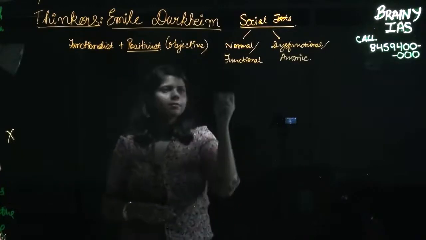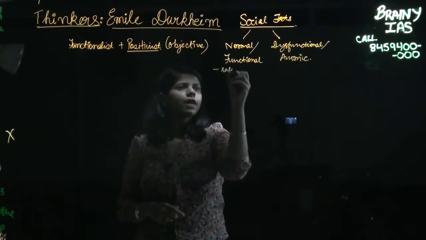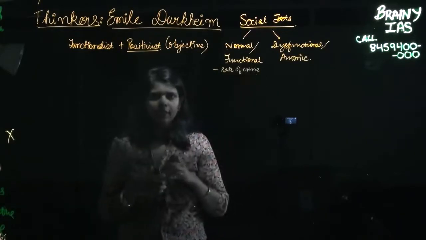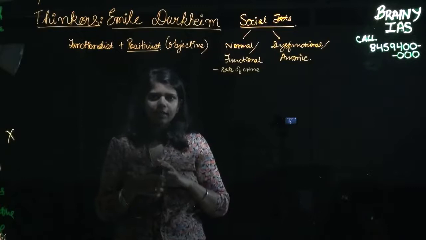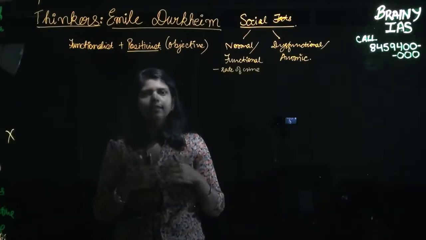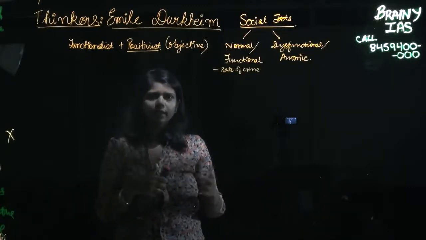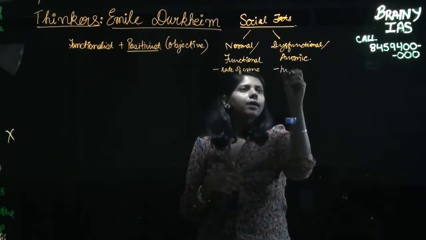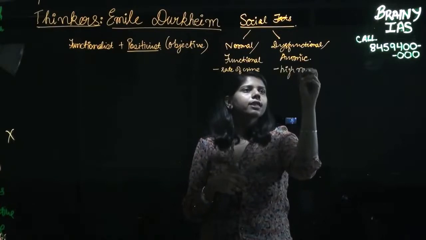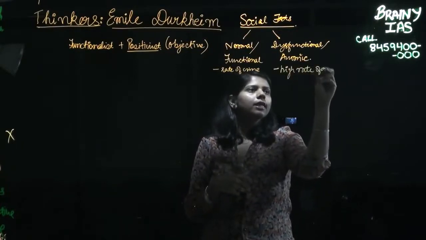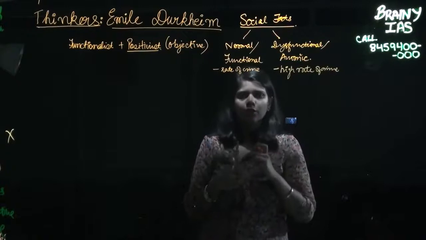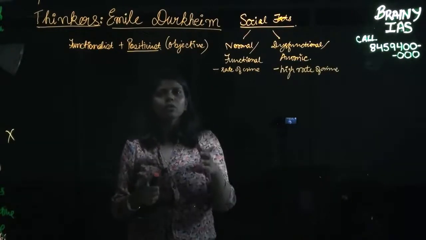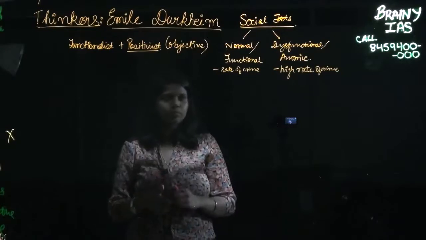So according to him, the rate of crime is a functional fact because it tells the society that there is something wrong with it and it needs to rectify its measures. But when this rate of crime becomes soaring high, or let's say a high rate of crime, it becomes a dysfunctional or an anomic fact. It shows that there is a deviance from the normal or the required behavior.